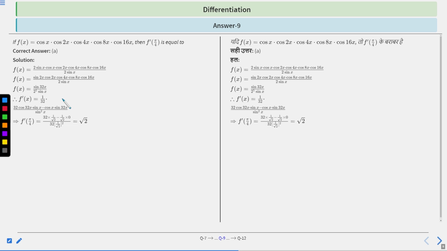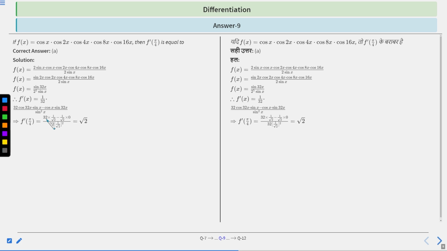Now, you have to find f dash x, right? See, 2 to the power 5 is 32, so it is constant. We will take it out. So 1 by 32. Now let's apply the quotient rule on sin 32x upon sin x. Keep sin x and differentiate sin 32x, which will be 32 cos 32x into sin x, minus keep sin 32x and differentiate sin x, which is sin 32x into cos x, upon the denominator sin square x, right?